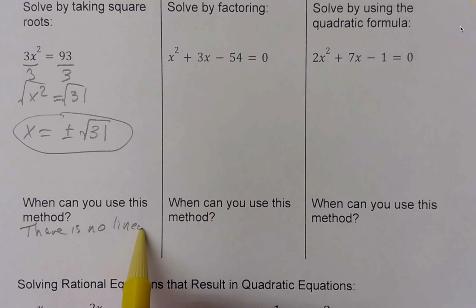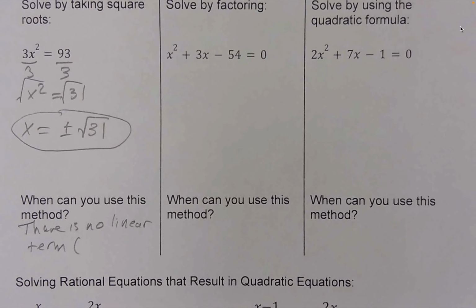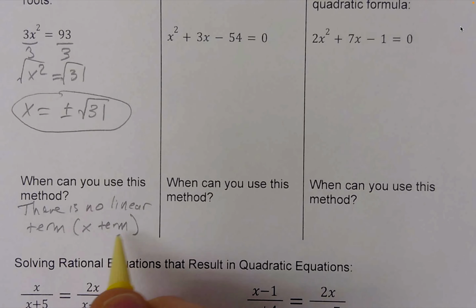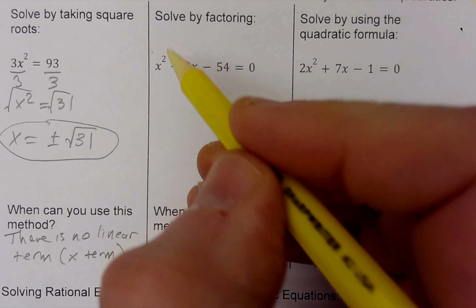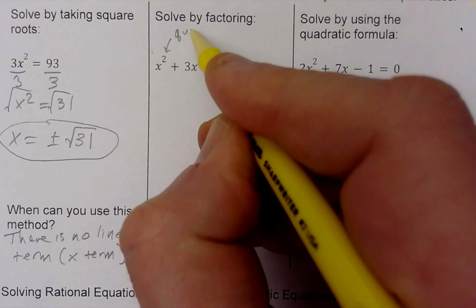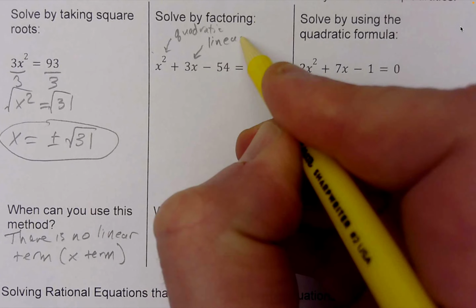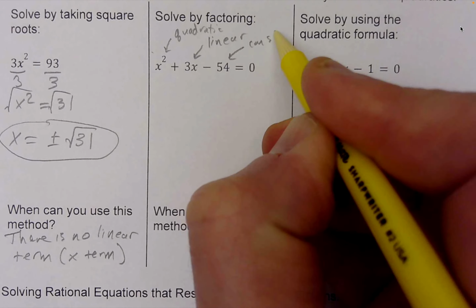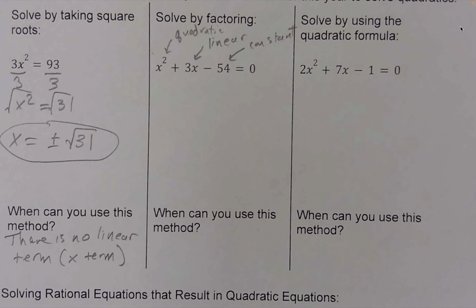linear term, that's the technical name for it. It's just the x term that doesn't have an exponent showing, right? Remember, this is the quadratic term, this is linear, and then this is a constant. So where you're lacking the linear term, you can solve for the variable directly. Okay, next one, we do have a linear term, so we're going to have to use a different method.